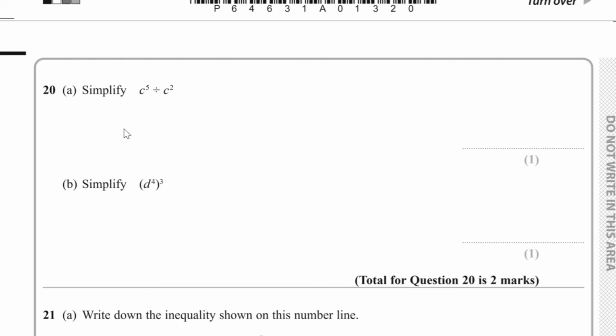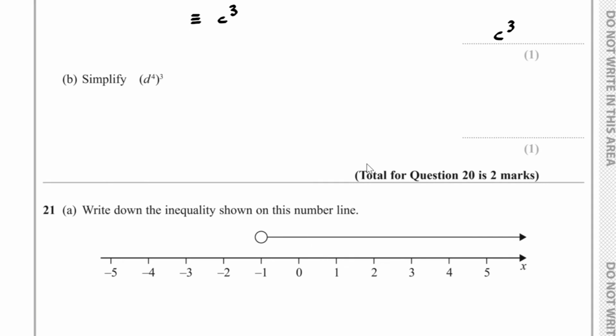Question number 20. For part A, we have to simplify c to the power of 5 divided by c squared. Well, here we would have to subtract the powers. So we get c to the power of 5 subtract 2, which is the same as c to the power of 3. And then for part B, we have to simplify d to the power of 4 cubed. Well, here we would have to multiply the powers. So we have d to the power of 4 times by 3. So I end up with d to the power of 12.